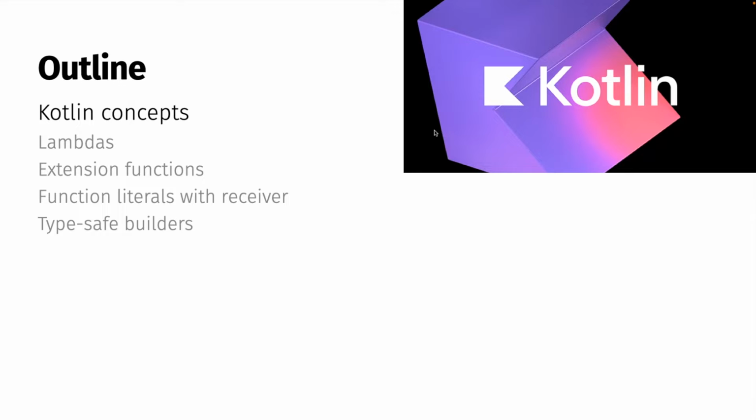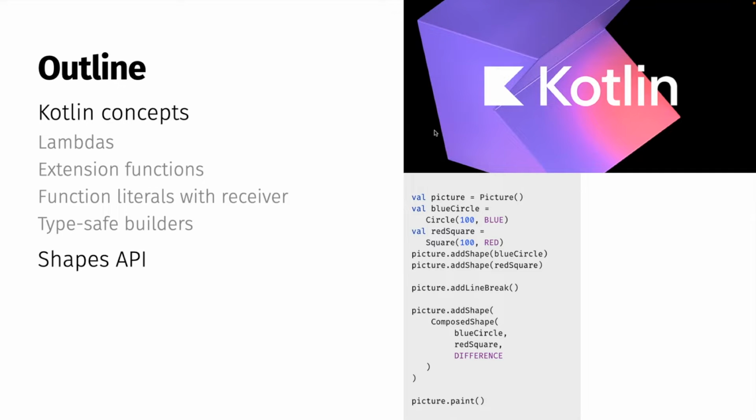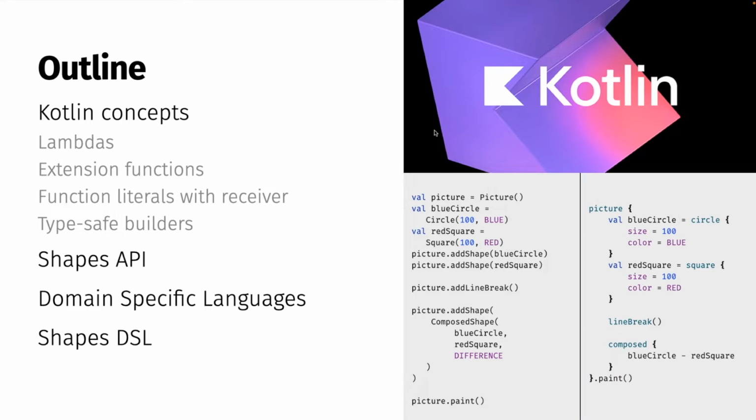The outline of the presentation is going to be in, let's say, 4 parts. First, we talk about some concepts of Kotlin that we need. Then I'm going to present a very small shapes API to draw figures that we're going to build upon in this presentation. Then I talk about domain-specific languages, and I conclude by doing a live programming session where I implement a DSL on top of the shapes API.